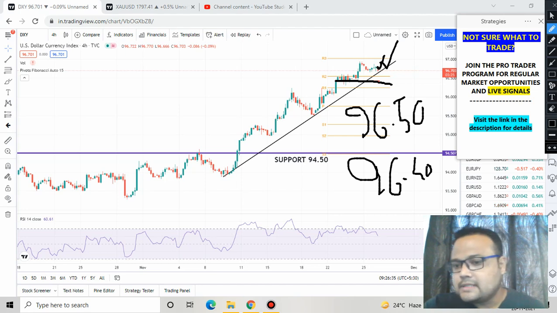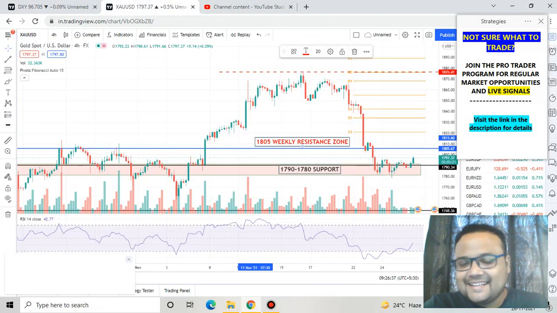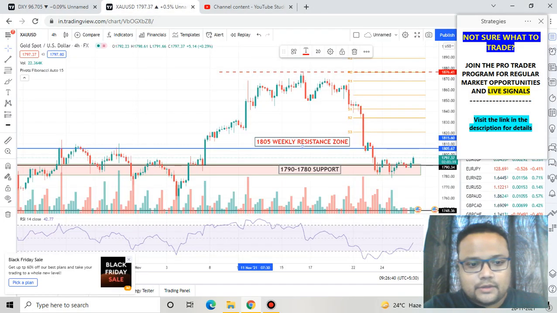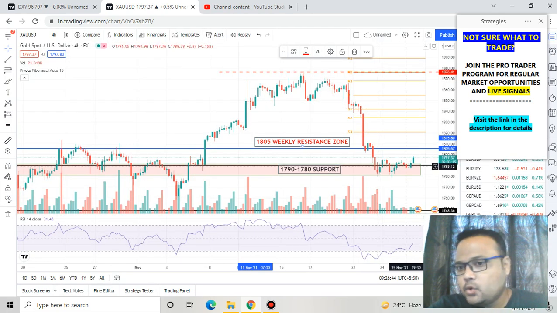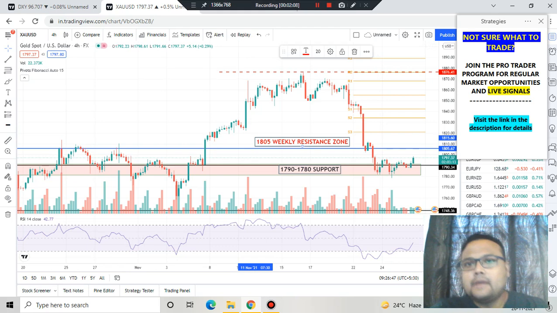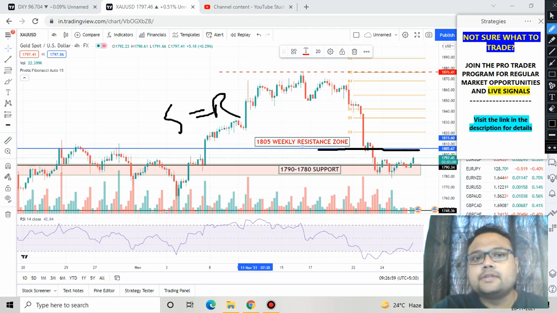And if it bounces, then definitely we will see some selling pressure on gold. Not very much, some. And this is the Forex chart of gold USD. As you can see, gold is trading at 1797, and as we all know, 1805 was previously the support on the weekly chart, and right now the same level will act as the new resistance for the market, because support becomes resistance.